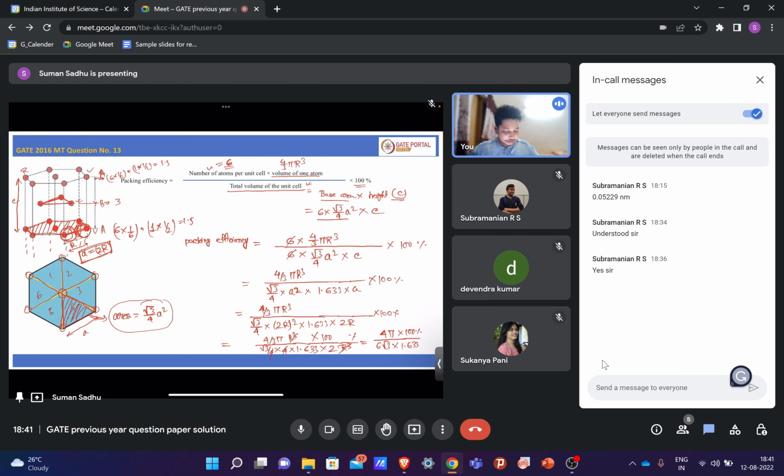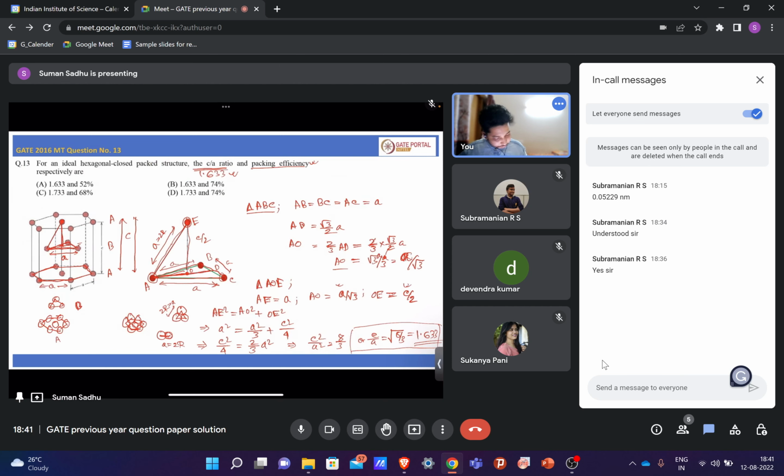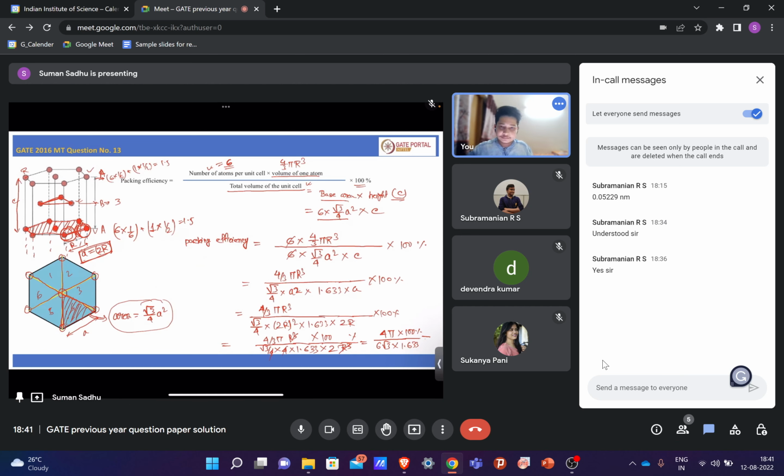Does anyone have a calculator to calculate this one and check? So this is 4π divided by 6√3 into 1.633. How much is it coming? Have you people calculated? Okay, yes, it is coming 74%, right?